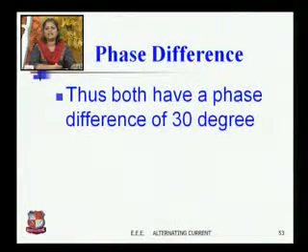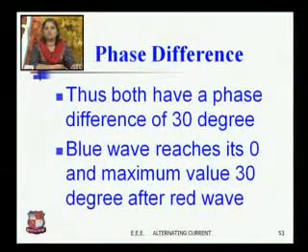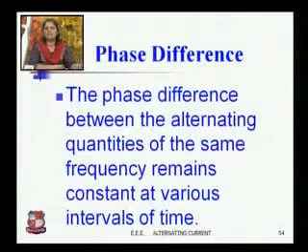So you can say that both waves have a phase difference of 30 degrees, meaning the difference in degrees or time period between these two waveforms is 30 degrees for the zero values and maximum values of the individual waveforms. So the blue waveform reaches its zero and maximum value 30 degrees after the red waveform. So you can say that the blue waveform is lagging behind the red waveform by 30 degrees.